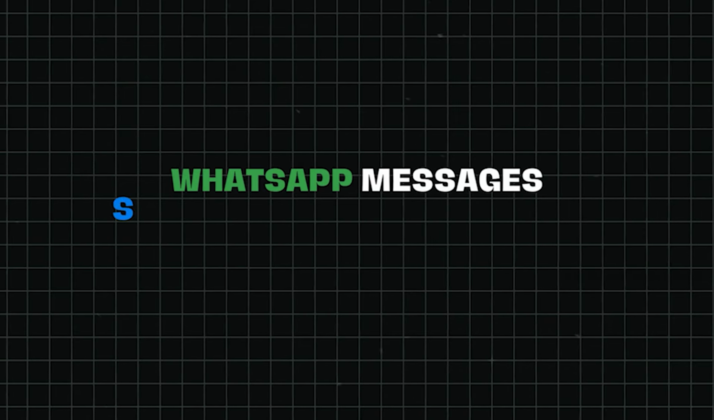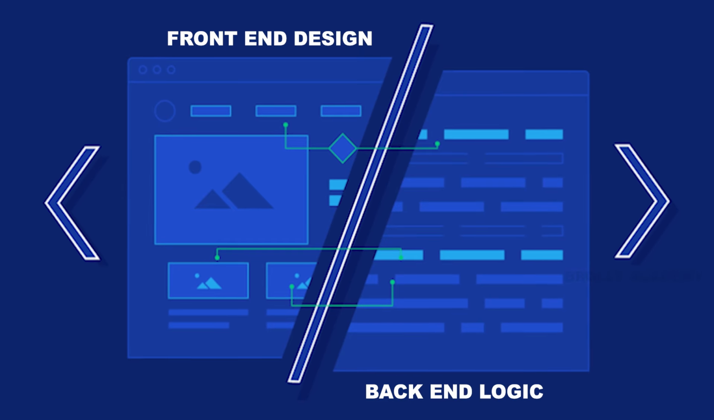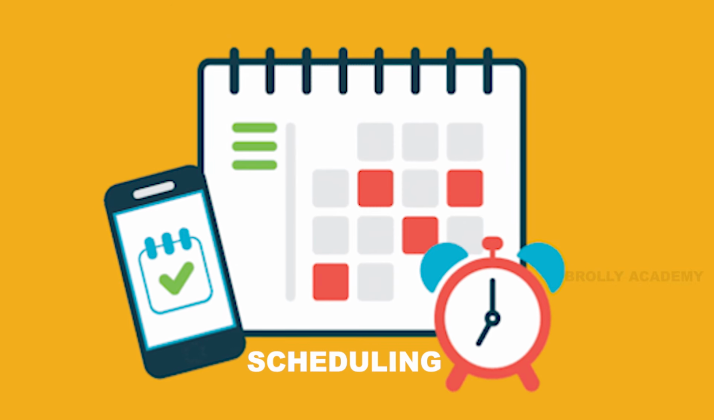I'm pursuing the Generative AI course at Broly Academy. After completion of the Python course, I did this project. Now I will walk you through how to create WhatsApp scheduling messages automatically using Python. Here I will cover all the things like front-end design, back-end logic and scheduling, etc. All these are inside the Jupyter Notebook only.